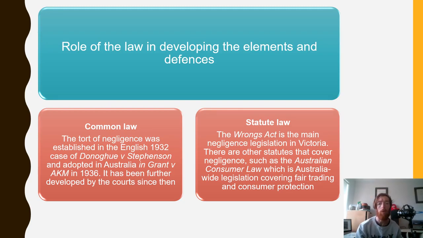So the role of the law in developing the elements of negligence and their defenses. In tort law, so in common law, the tort of negligence was established in an English case of 1932, Donoghue v Stevenson, and then was further adopted in Australia in Grant v Australian Knitting Mills in 1936, and has been further developed by the courts since then. So Donoghue v Stevenson is the most famous negligence case. That's where the law of negligence came about. You have a little bit of a picture here to explain it further.